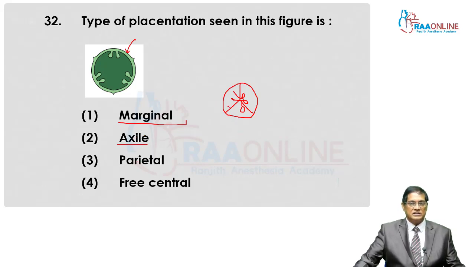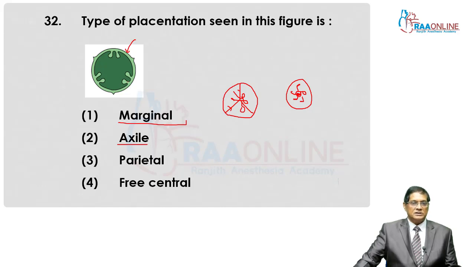Free central, that is, there is no boundary. Initially this partition wall is visible. If this partition wall disappears and the axis remains there with ovules, this is free central. That is, the center is free from the boundary of the ovary.